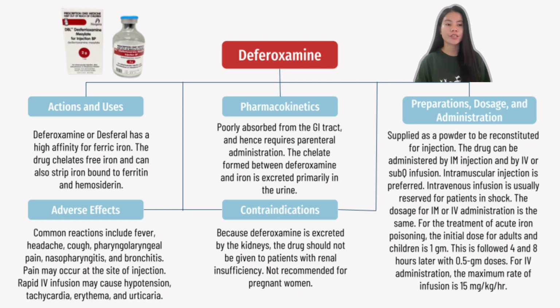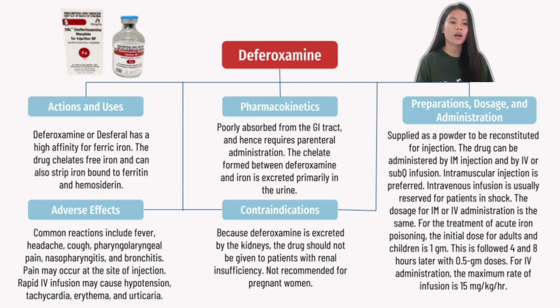Next is the preparations, dosage, and administration. Deferoxamine is supplied as a powder to be reconstituted for injection. The drug can be administered by IM injection and by IV or subcutaneous infusion. Intramuscular injection is preferred, and intravenous infusion is usually reserved for patients in shock. The dosage for IM or IV administration is the same.